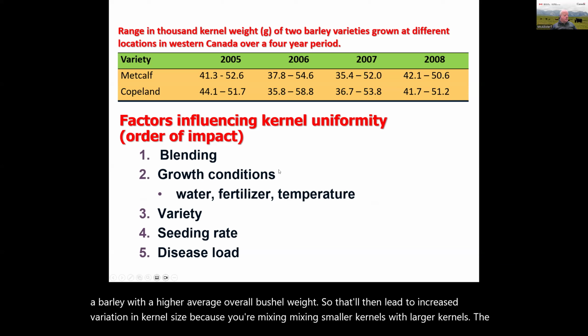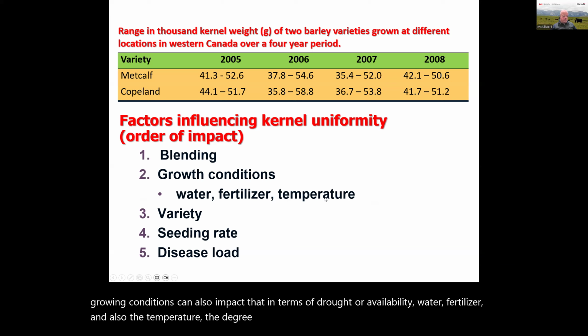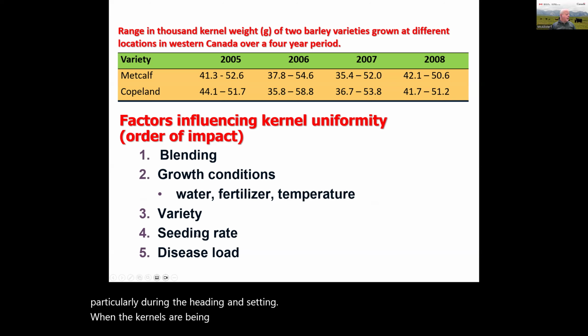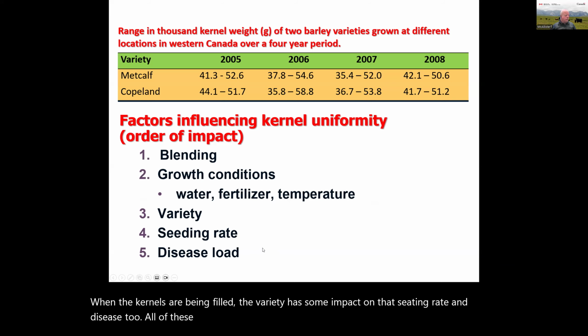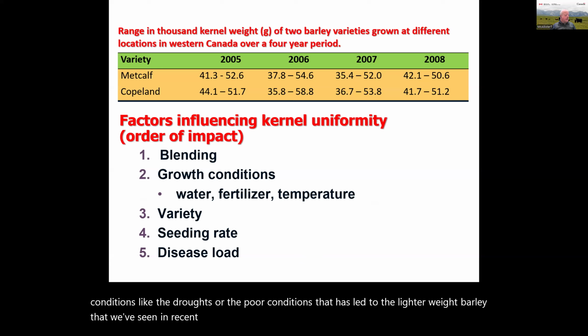The growing conditions can also impact that in terms of drought or the availability of water, fertilizer, and also the degree of temperature that the grain is being exposed to, particularly during the heading and setting stage when the kernels are being filled. The variety has some impact on that, seeding rate and disease too. All of these things can lead to variability in bushel weight, but probably growing conditions like the droughts or the poor conditions that have led to the lighter weight barley that we've seen in recent years is the number one factor that will contribute to that variability.